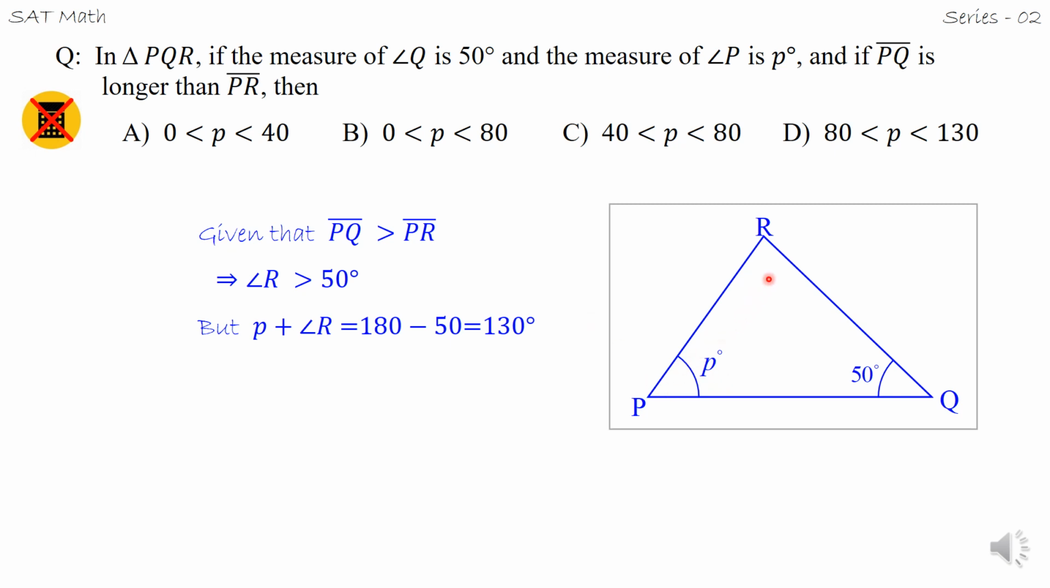And also we know that if you add these two angles, P plus R, it is 180 minus 50, which is equal to 130 degrees. So angle R is between 50 and 130. Therefore, p is between 0 and 80. So option B.